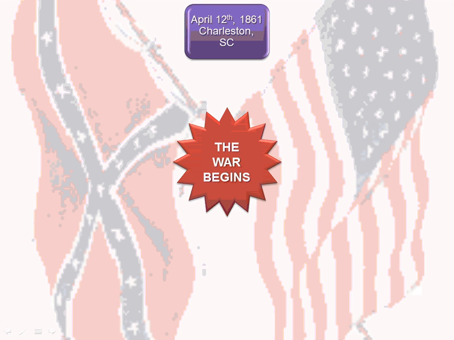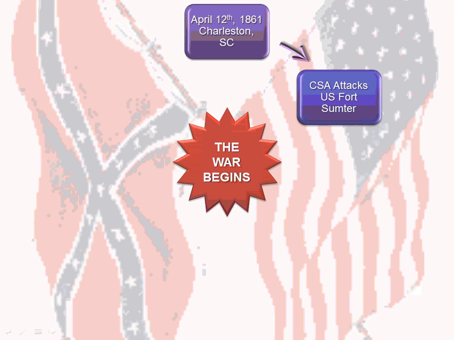And what happens on April 12, 1861? What happens on that date that starts this war? That is the first day of the war. What happens to do that? Fort Sumter is bombed. Fort Sumter is attacked. By whom? Which side starts this thing? Don't remember? The South. The CSA attacks Fort Sumter.